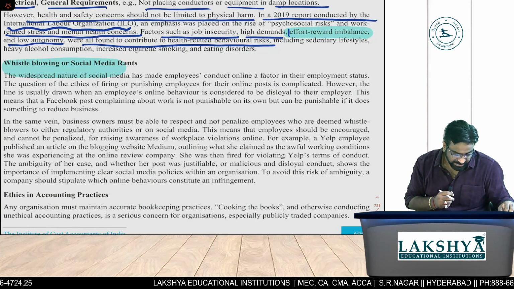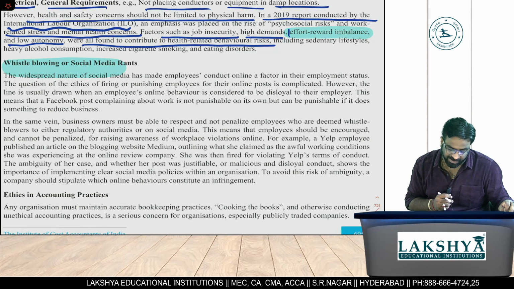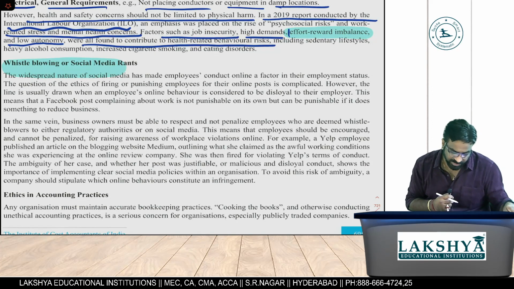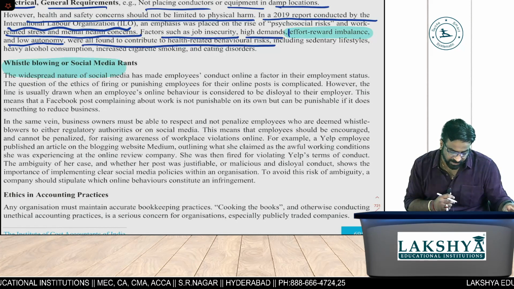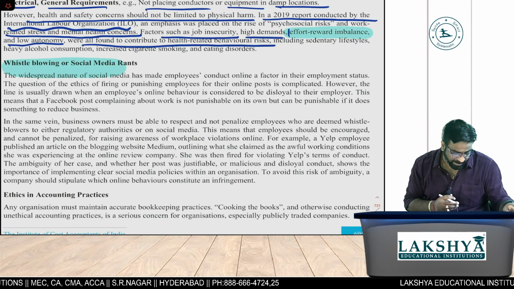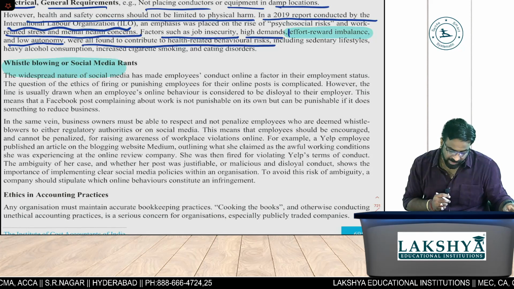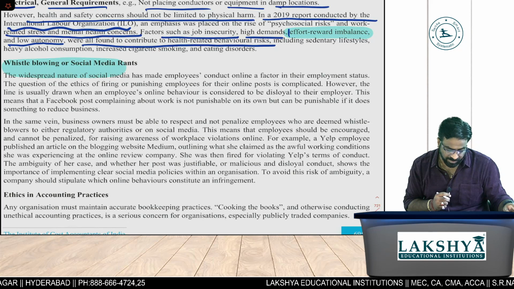Business. In the same vein, business owners must be able to respect and not penalize the employees who are deemed whistleblowers to either regulatory authorities or social media. This means that employees should be encouraged and cannot be penalized for raising the awareness of workplace violations online. For example, a Yelp employee published an article on blogging website Medium outlining what she claimed as an awful working condition she experienced at the online review company.